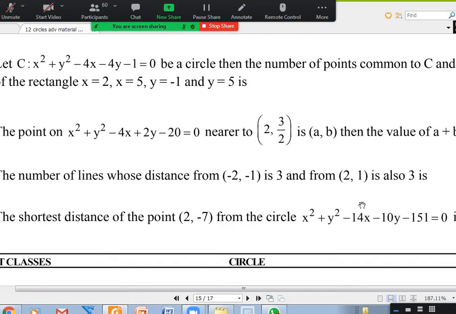The reason is I want to check the other lines. X equal to 2 is exactly one of the diameters only. X equal to 5 is exactly this tangent. X equal to 2, x equal to 5. Y equal to minus 1, y equal to 5. Oh, exactly this and this. Okay, this is fine.